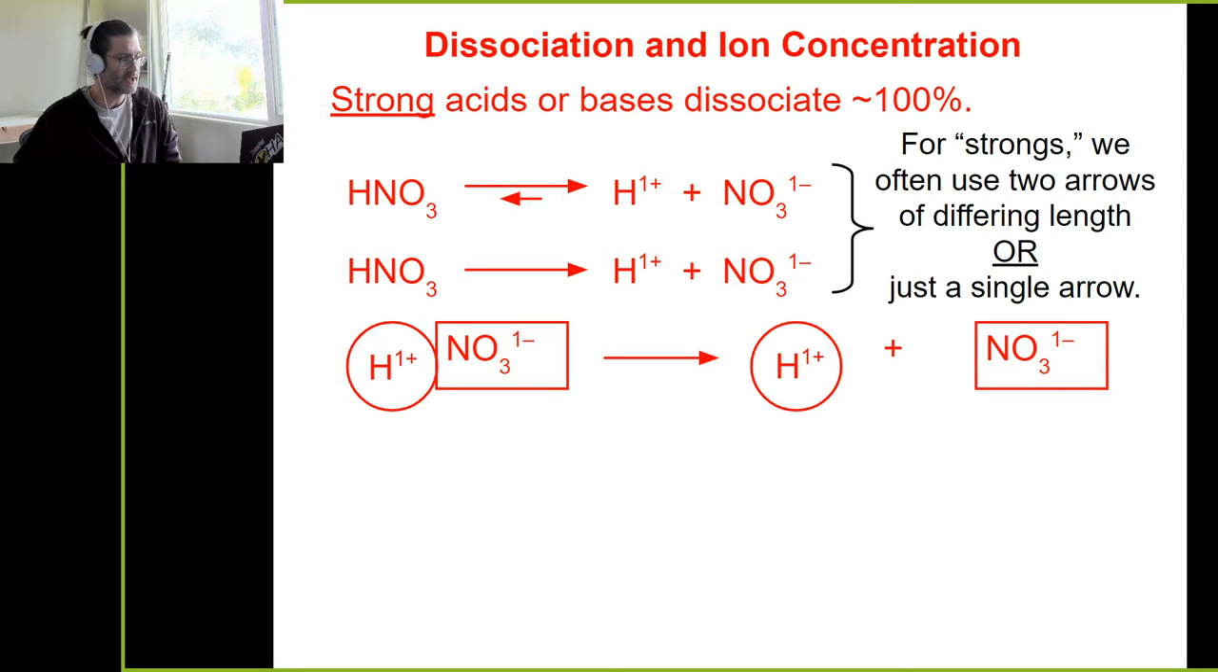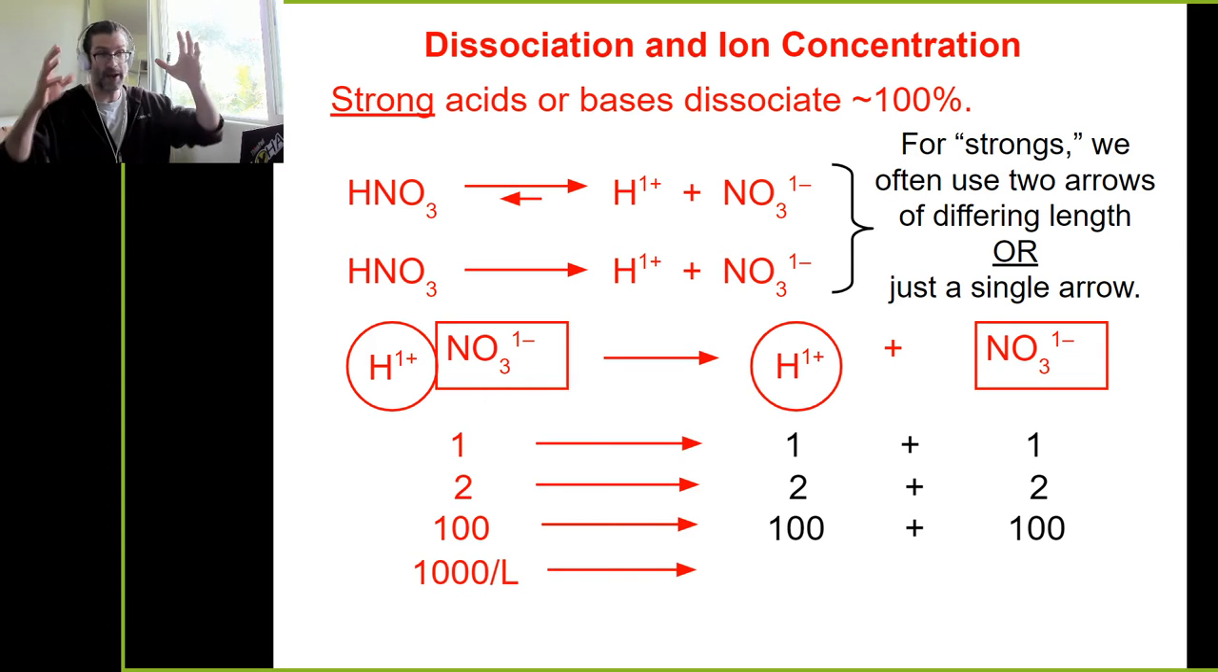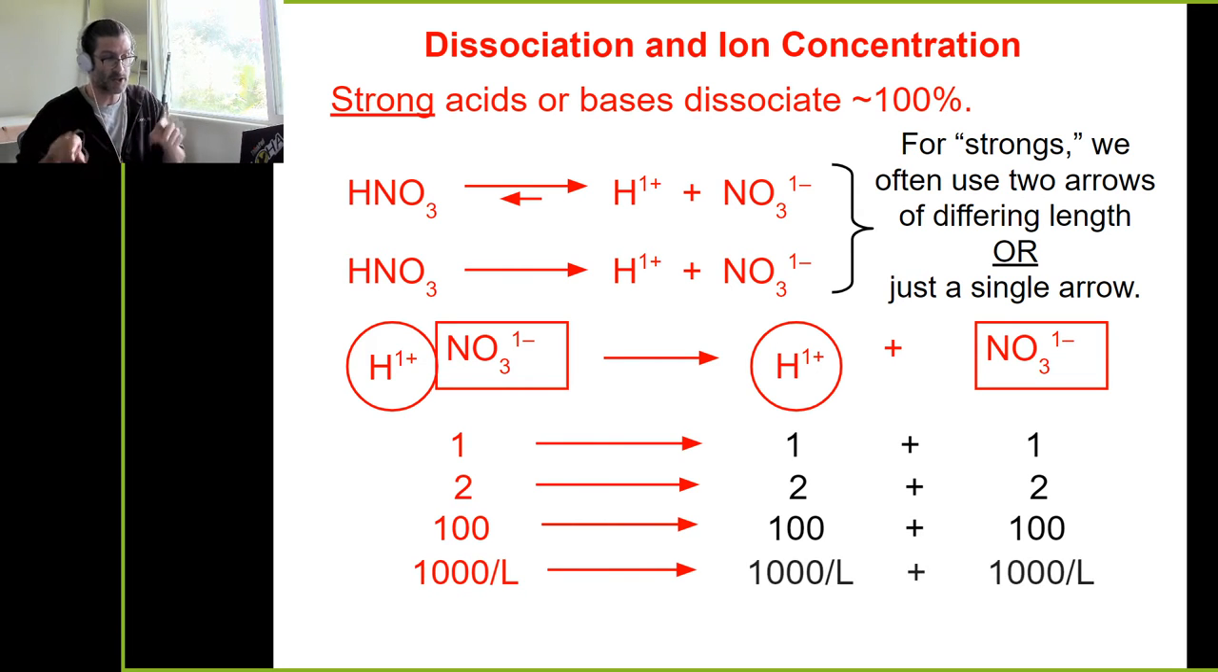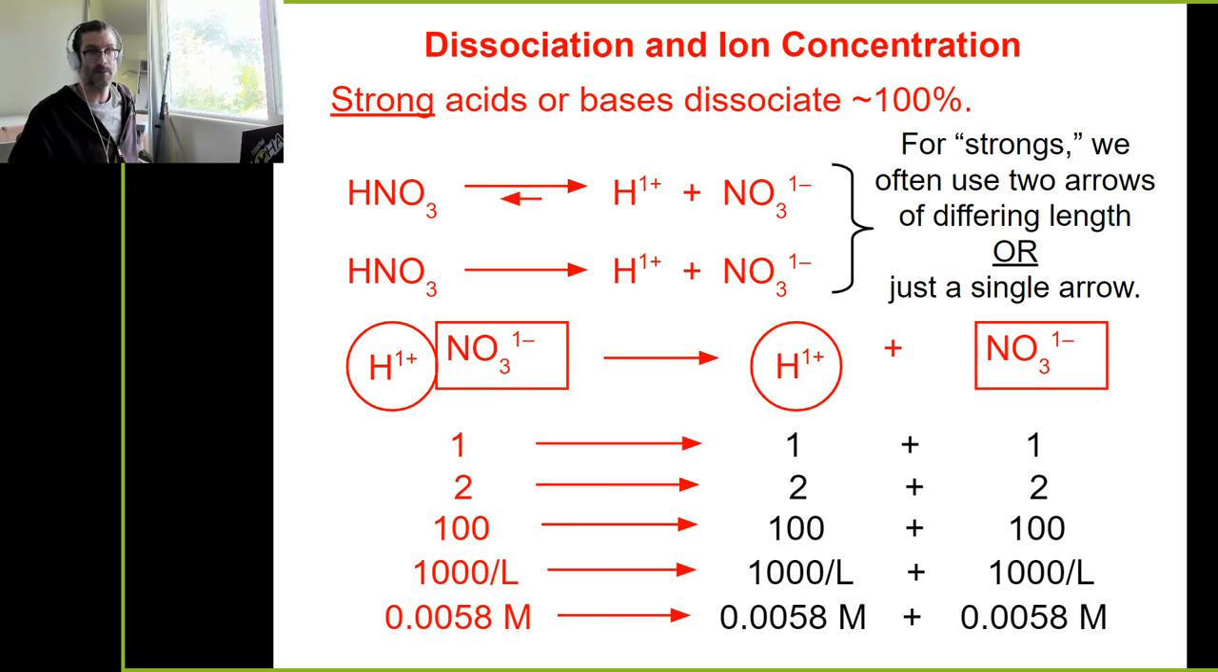And what this means is that, suppose we have this graphical representation where we have the H+ stuck to the NO3-. For every one of those, we get one of each of the products. Or for every two of those molecules, we get two of the products. So if we have 100 of them, then we'll get 100 of each of the products. Or if we have 1,000 of them in a liter, then we'll have that same concentration of our products. So if we have this concentration, 0.0058 molar, we'll have that same concentration in our products.